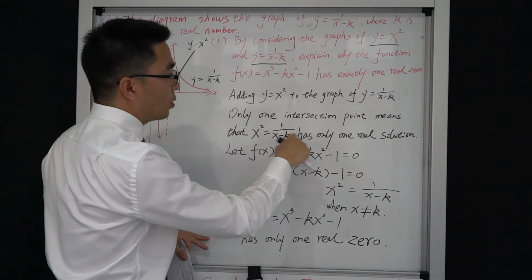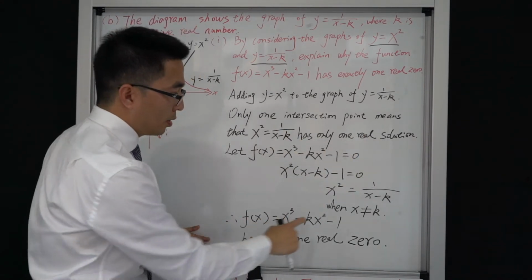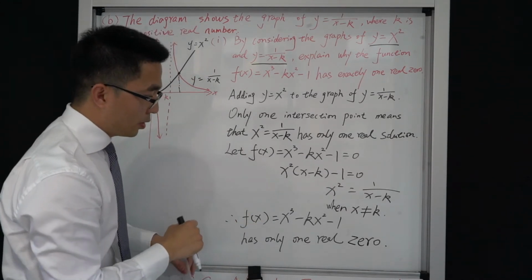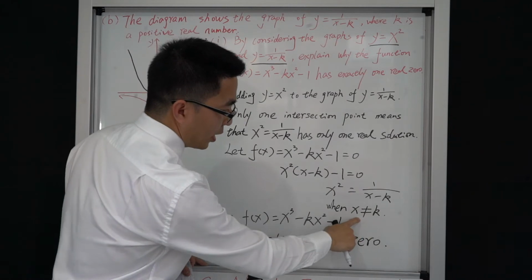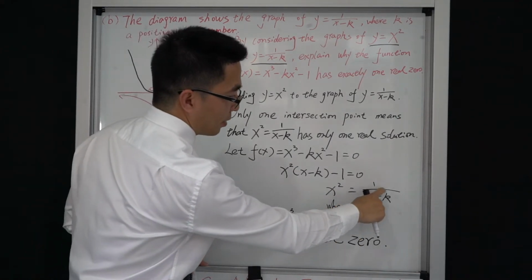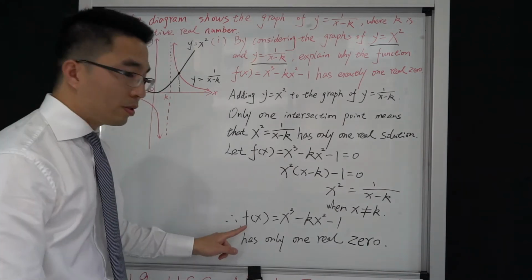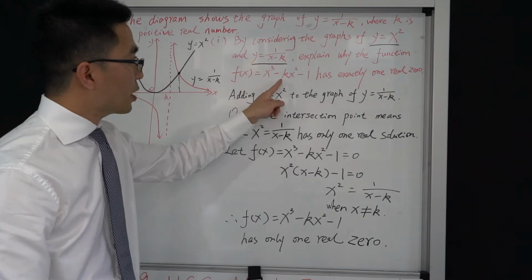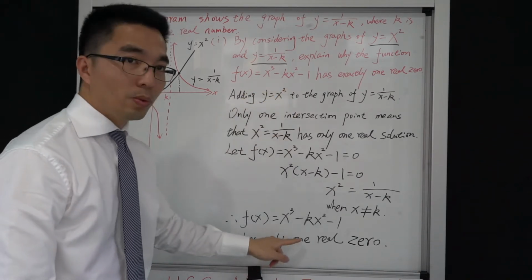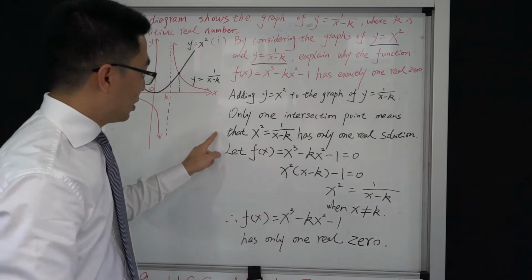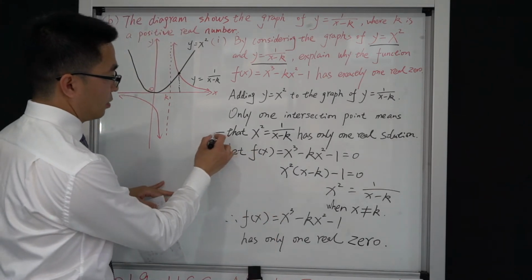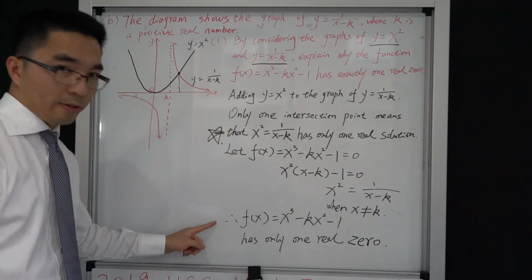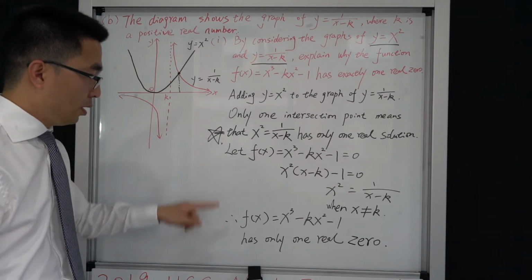Because this one has only one real solution, we can say this function has only one real zero. But the condition is x not equal to k, because we can't have a 0 for the denominator. So we can say this function f(x) equals x cubed minus k x squared minus 1 has only one real zero based on this result. That's the relationship between the reason and result.